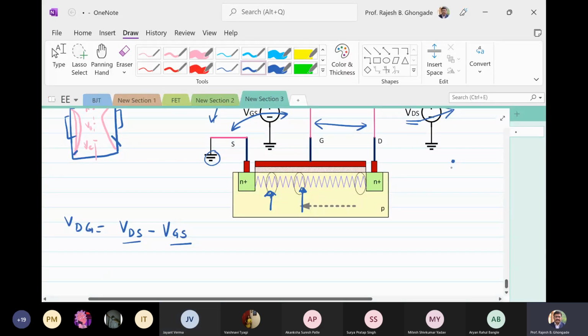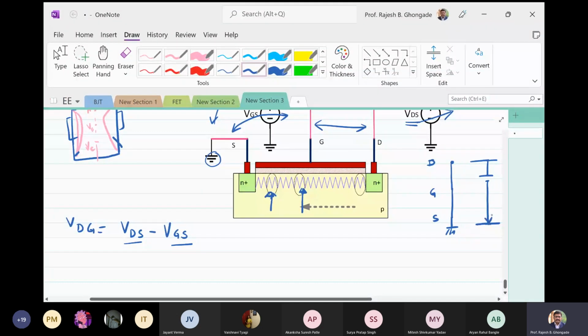Okay. So let us say I'm having this as the drain. Sir, you're not audible. What is this voltage going to be? This is going to be VDS.